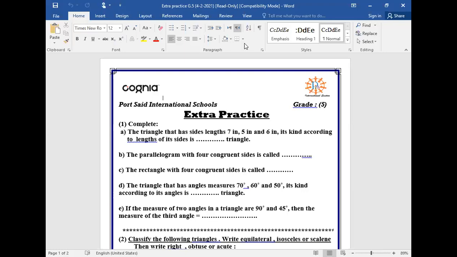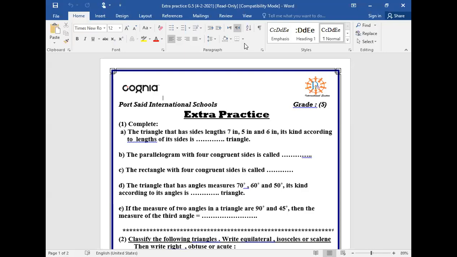In the rhombus, all its sides are equal in length. It has four equal sides, and each two opposite sides are parallel, and each two opposite angles are equal in measure. The fourth quadrilateral is a square. In the square, all its sides are equal in length, and each two opposite sides are parallel, and all its angles are equal in measure because it has four right angles.